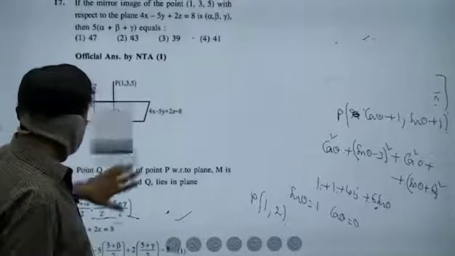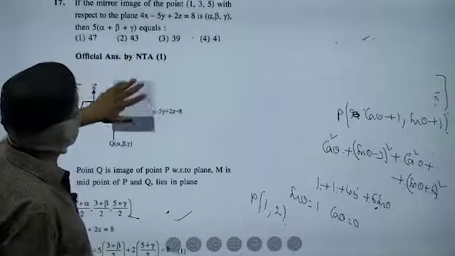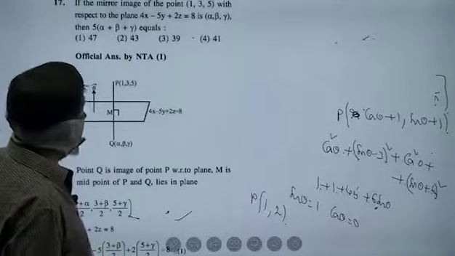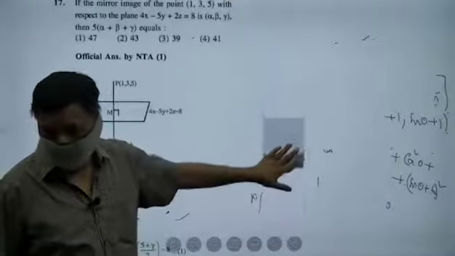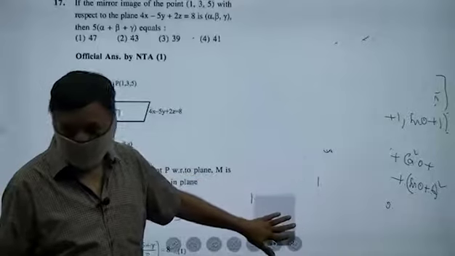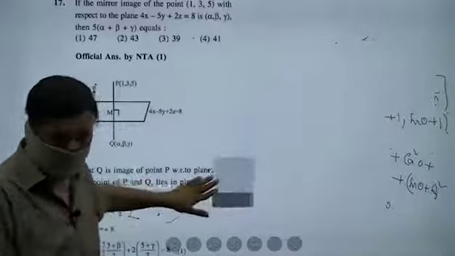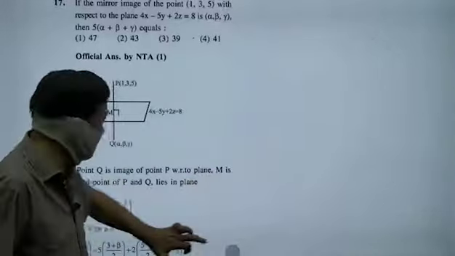So this is a direct question. The mirror image of the point (1,3,5) with respect to the plane. All of you know the direct formula for that. Image of a point with respect to a plane, the direct formula is there. So you can easily do that question. I did not waste my time on this.